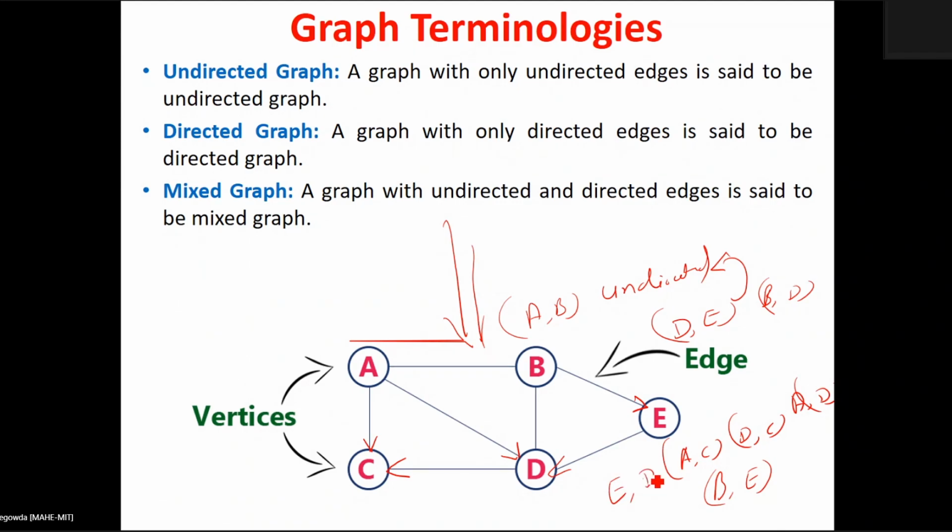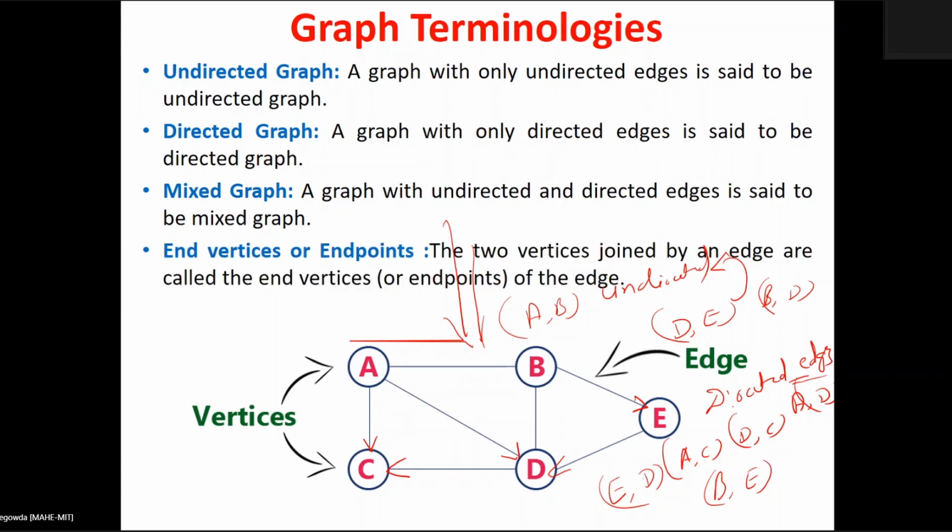So these are all nothing but the directed edges. These are the difference between undirected, directed and mixed graph. Undirected means we have only undirected edges, and directed means we have directed edges which are used to connect one node to another node, and mixed is a combination of both undirected edges as well as directed edges.